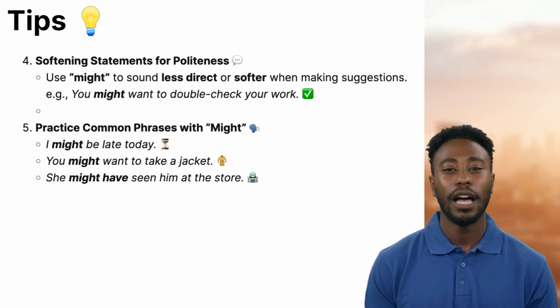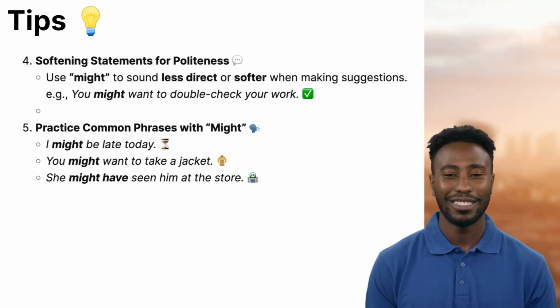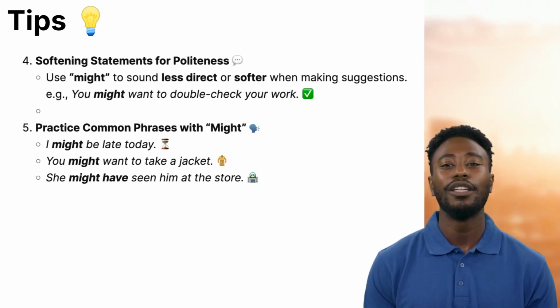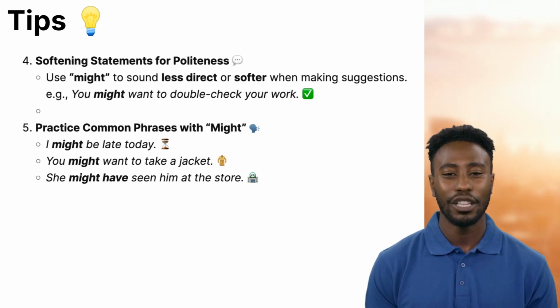5. Practice common phrases with might. Here are some useful phrases you can start using today. I might be late today: expressing possibility. You might want to take a jacket: polite suggestion. She might have seen him at the store: past speculation. Try using these phrases in daily conversations to feel more confident with might.